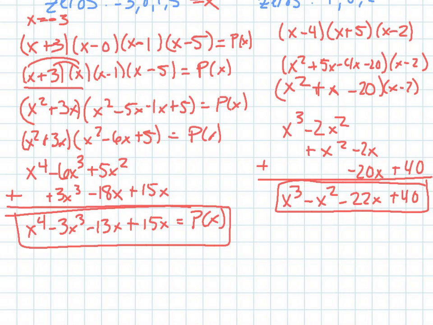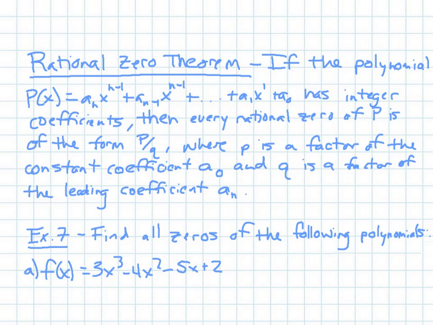Now the next thing we want to talk about is going to be in section 3.4, and we're talking about the rational zero theorem. If a polynomial has integer coefficients, then every rational zero of p, capital P, the polynomial, is of the form p divided by q. Now p represents a factor of the constant coefficient, a sub 0, and q is a factor of the leading coefficient, a sub n.